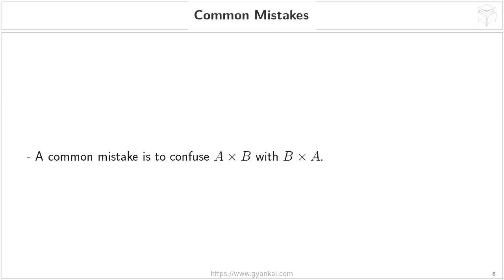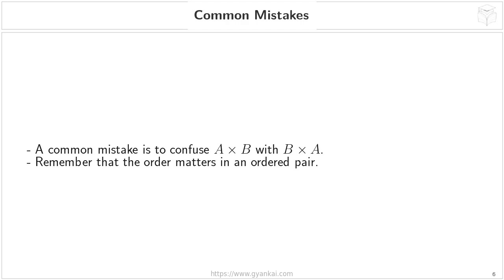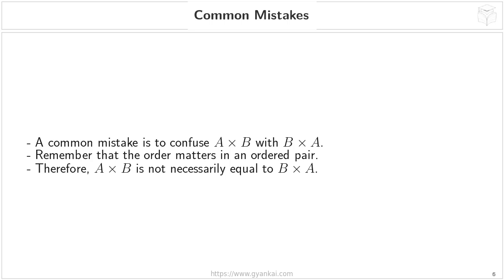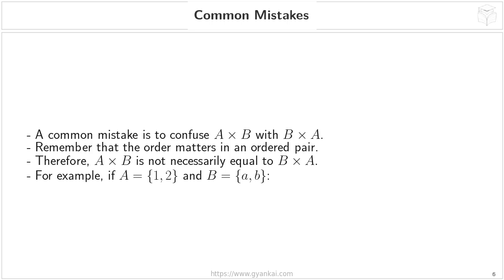First, a very frequent error students make is getting confused between A cross B and B cross A. Remember, we talked about how the Cartesian product gives us all possible ordered pairs. Well, that order is absolutely crucial. Because of this, A cross B is generally not the same as B cross A. Let's look at an example to make this crystal clear.